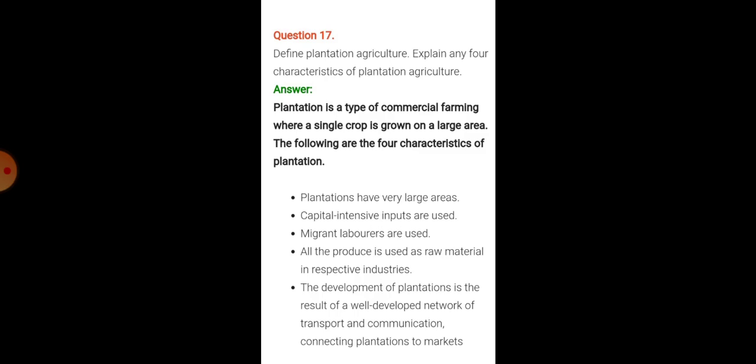So plantations have very large areas. Capital intensive inputs are used, migrant laborers are used, all the produce is used as a raw material in respective industries. So the development of plantation is the result of a well developed network of transport and communication connecting plantations to market. So if anyone asks you about characteristics, then you have to just write: capital intensive inputs are used, migrant laborers are used, all the produce is used as a raw material in the respective industries.